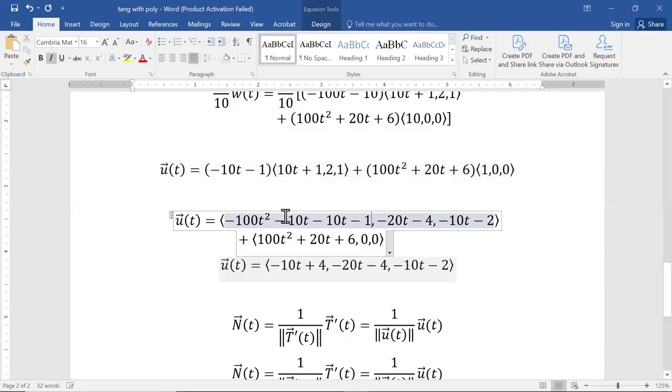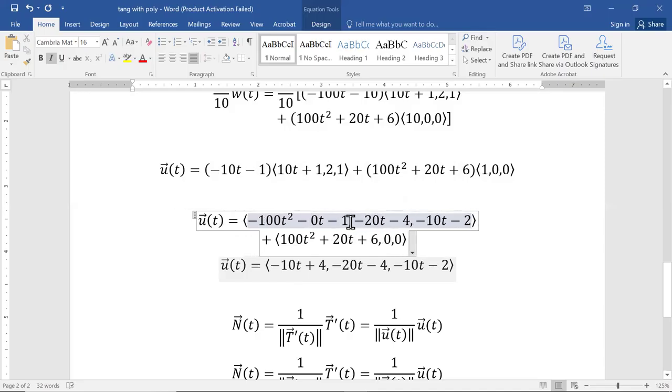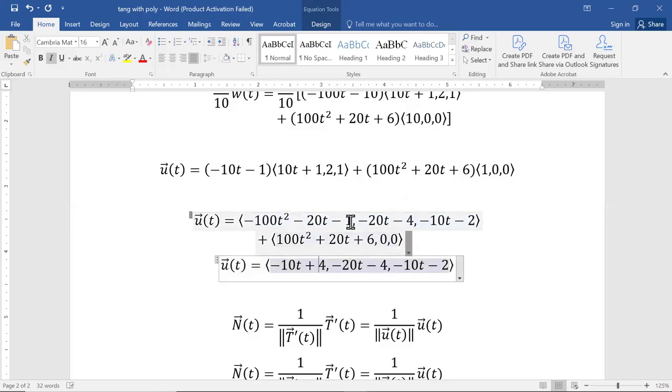So I screwed that thing up. I should not have gotten a minus 30. I should have gotten a minus 20 in front of my t. But that's the only part up till this point where it throws me off.